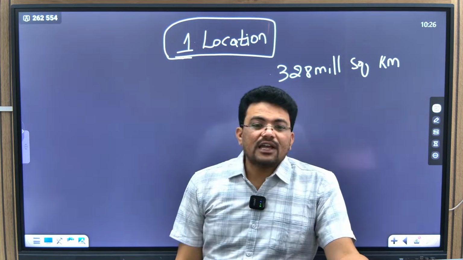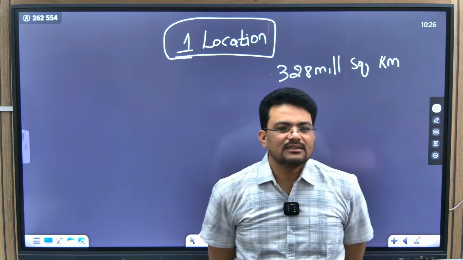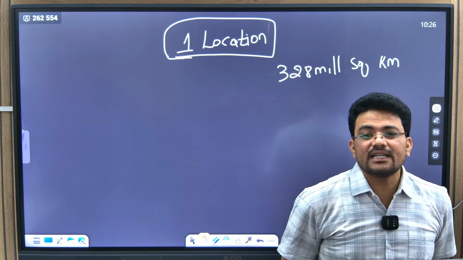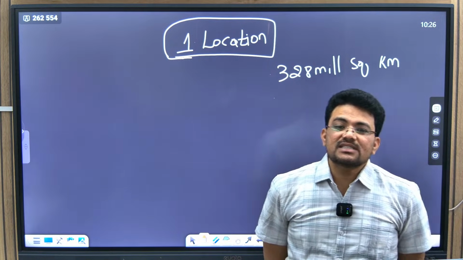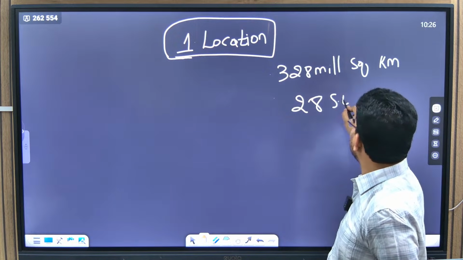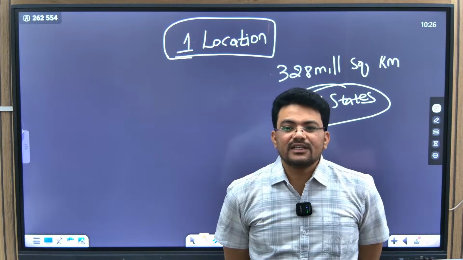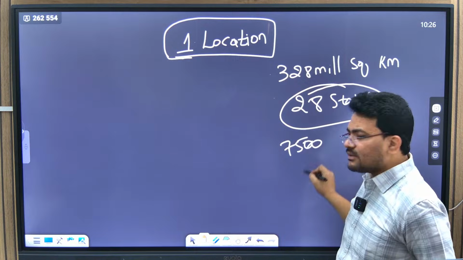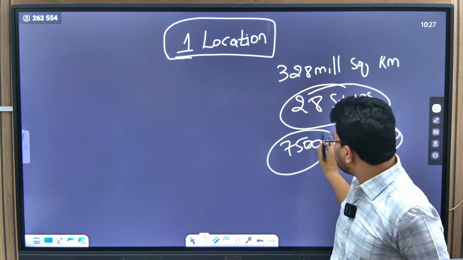Okay, so today we have 28 states and how many union territories? 8 union territories. So we have come from history. If you have studied history, you know that there are 16 Mahajanpadas. So from 16 Mahajanpadas, we have come to these 28 states. Okay, and then we have the coastal region. Previously it was around 7,500, but now it is around 11,000. So we will see that also.